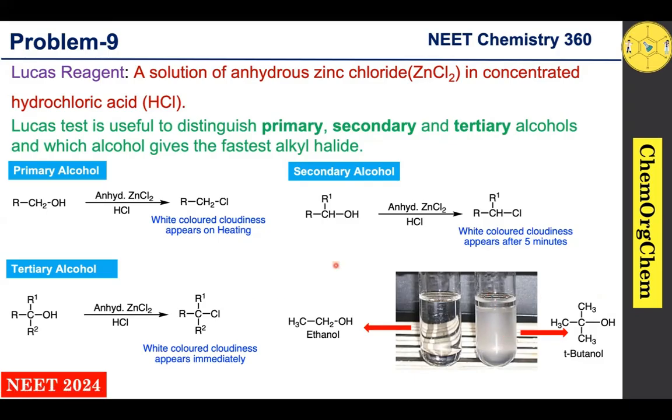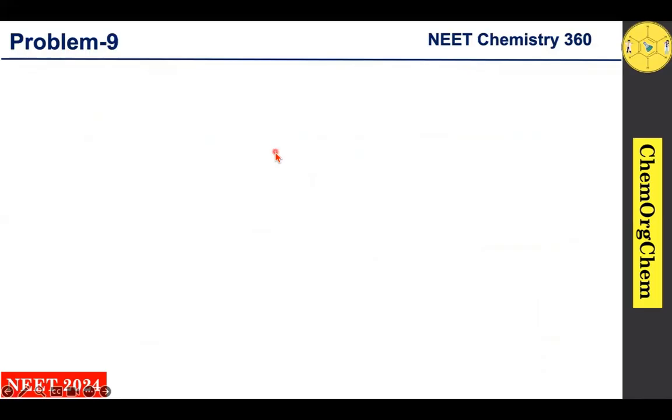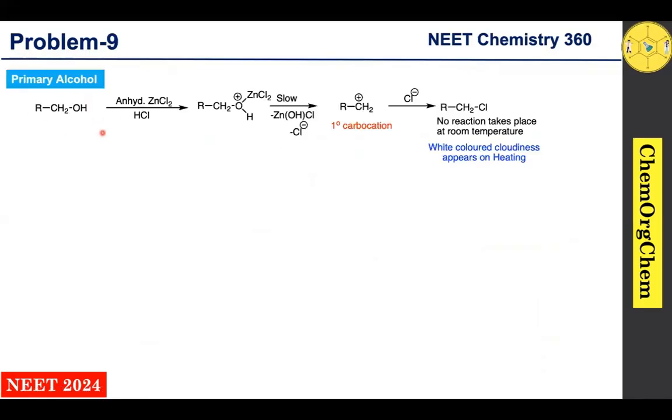Now you may have the question, why do primary alcohol, secondary alcohol and tertiary alcohol react differently with Lucas reagent? Let's see by mechanism. So here you see the primary alcohol under Lucas reagent condition. We know that the alcohol hydroxy group has two lone pairs of electrons. So one of its lone pairs of electrons coordinates with the zinc atom, resulting in the oxygen getting a positive charge.